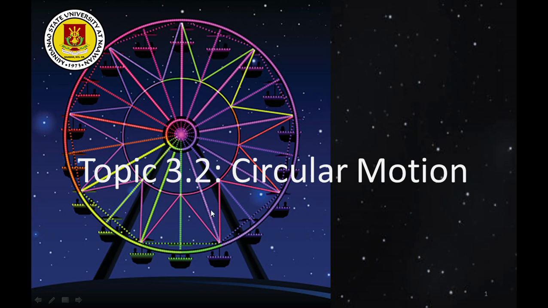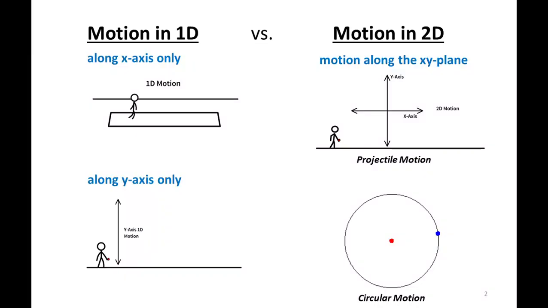Good day everyone. So today we will discuss the other type of two-dimensional motion, and this is called circular motion. So here let's have a review. What is the difference between motion in one dimension and motion in two dimensions?